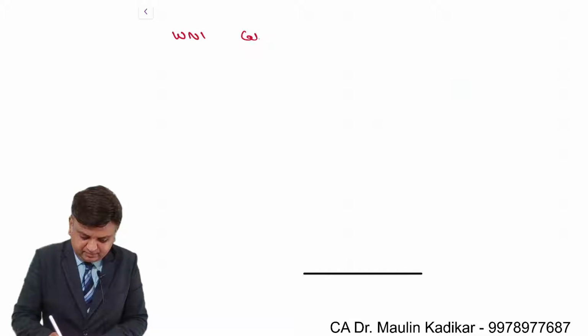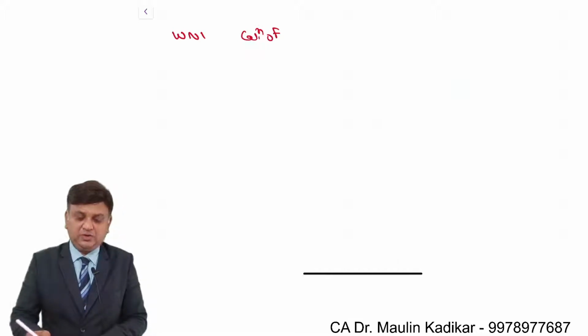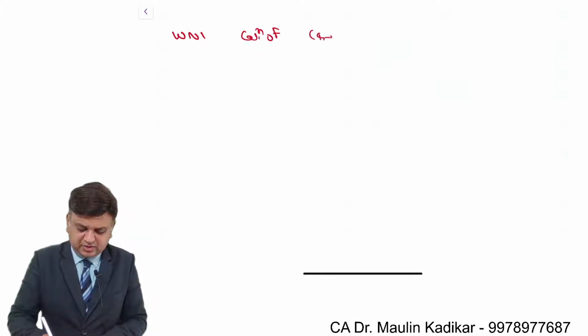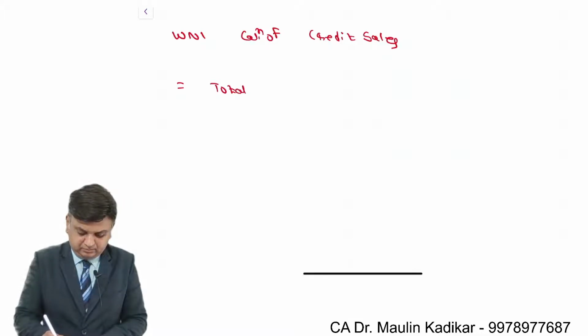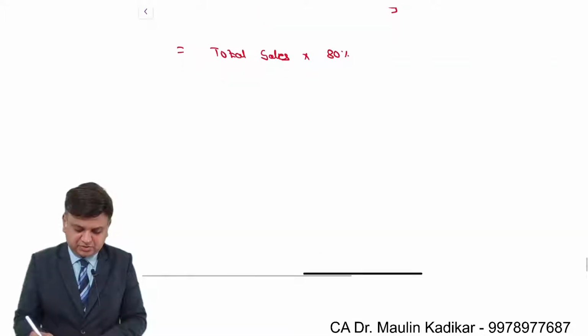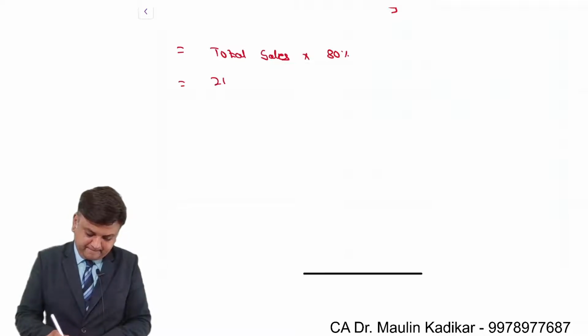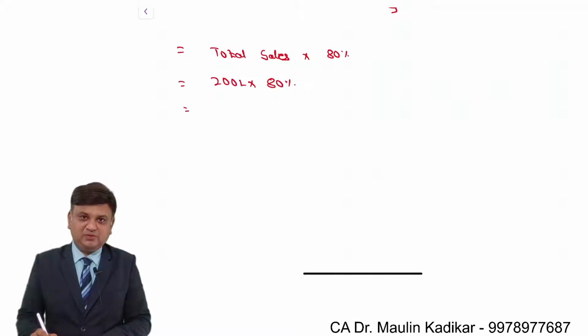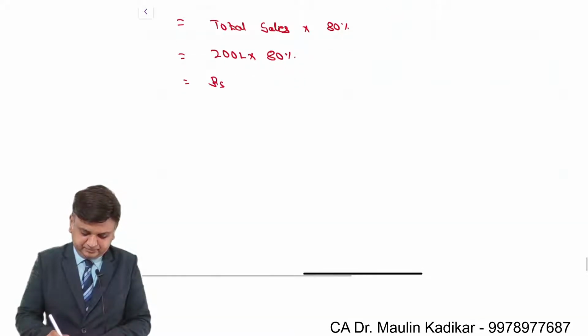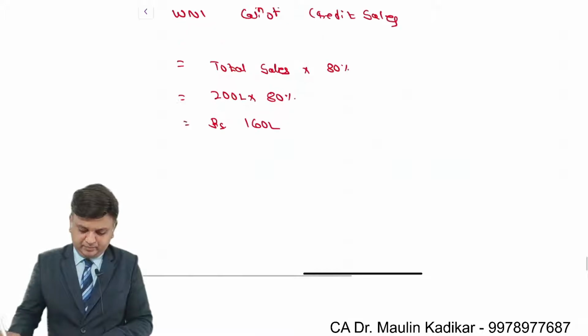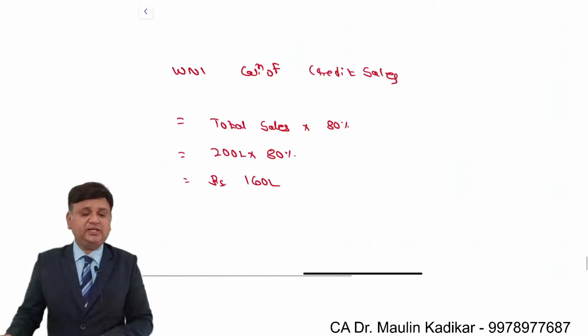Working note number 1. Calculation of credit sales. A small working note. It is total sales into 80%. Total sales is 200 lakhs into 80%, that comes to 160 lakhs. That is the credit sales of the company.